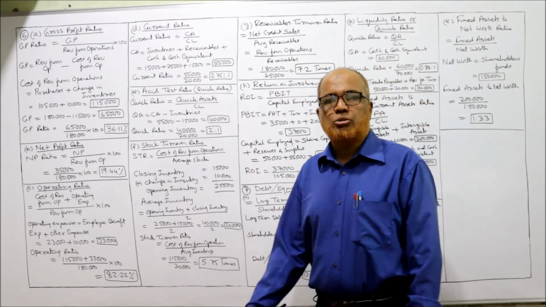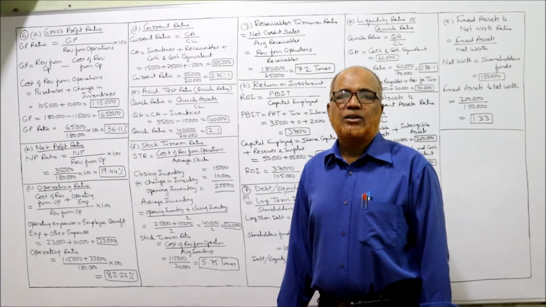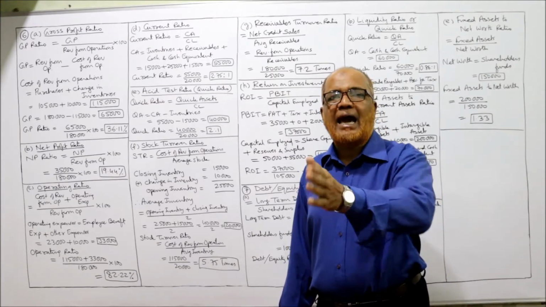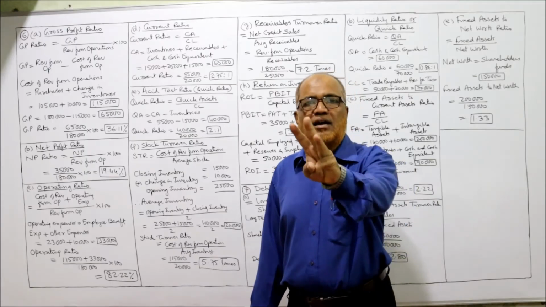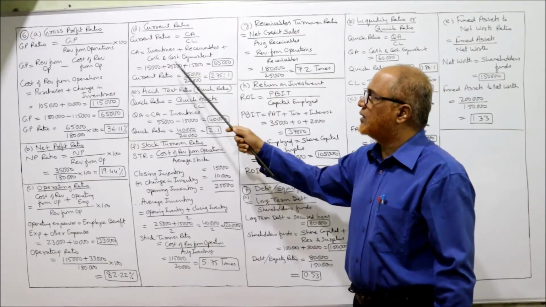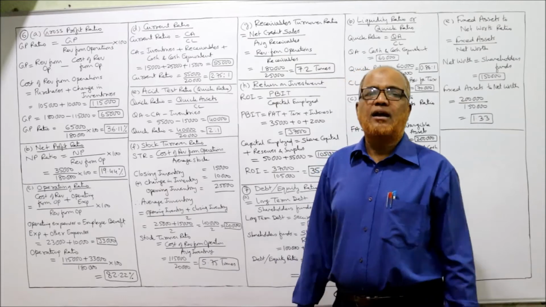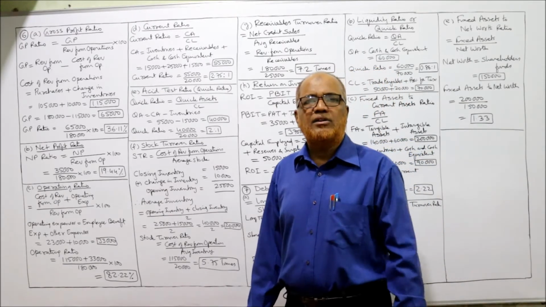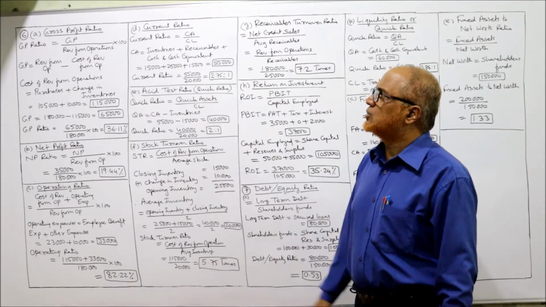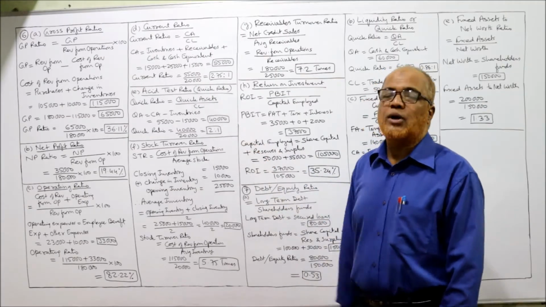Next one, current ratio. Very easy. Current assets by current liabilities. The current assets are given in the problem: inventories, receivables and cash equivalent. These three are the current assets given in the balance sheet. 15,000, 25,000, 15,000. 55,000 is the current assets. And current liability is directly given in the problem. No calculation, nothing. Current liability is 20,000. So 55,000 by 20,000 is 2.75.